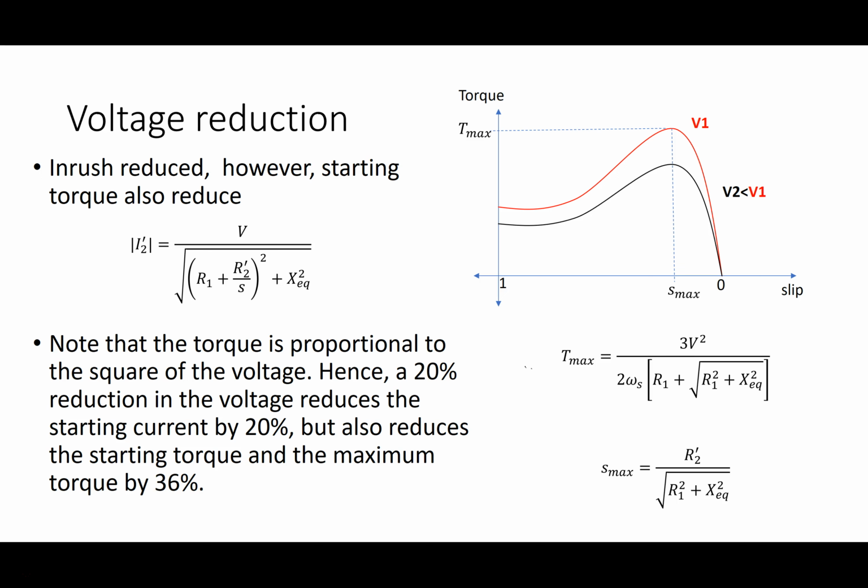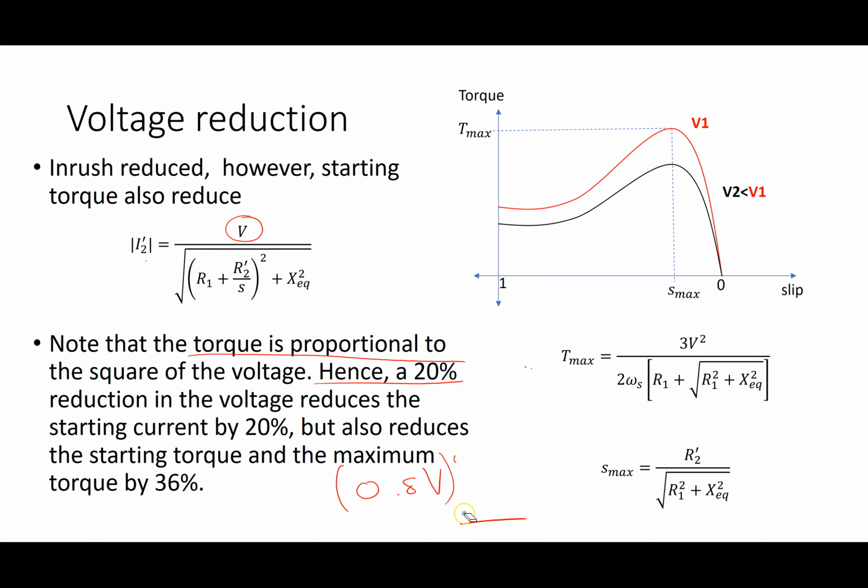Our first technique is voltage reduction. If we just reduce V here, we'll see that I will be reduced. And notice that the torque is also proportional to the square of the voltage, if you remember your equation for torque. So if you have, say, a 20% reduction in the voltage, then the torque will be reduced by 36%. That means 0.8 V squared, right? 0.8 squared gives you 0.64, which is 36% less.